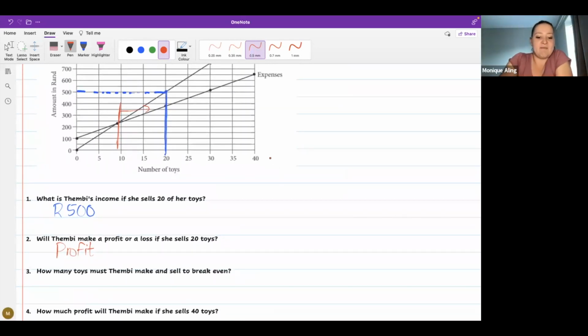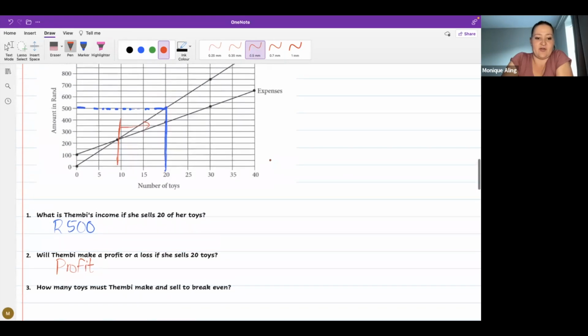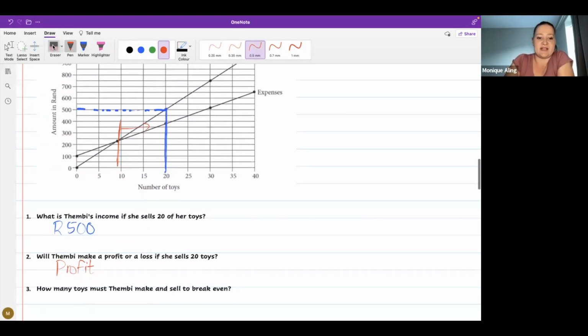How many toys must Tembi make and sell to break even? So what is the break even point? How many toys? You can let me know in the chat as soon as you get it. Okay, good. Nice, Chloe. Okay, good. Asipe, that's a very valid answer, which I'm glad we get to look at.